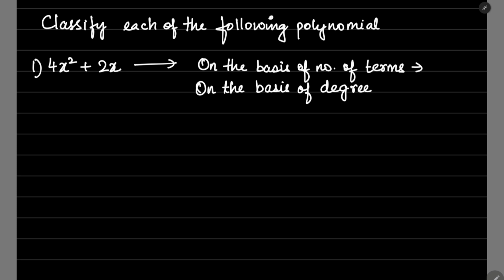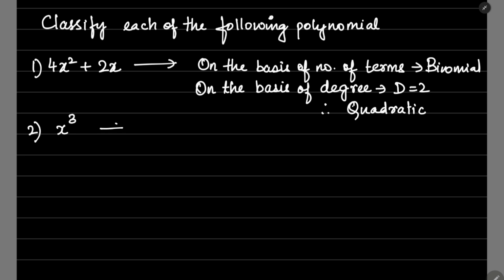On the basis of terms, what type of polynomial would it come under? Number of terms: these are just 2 terms, so it is a binomial. On the basis of degree, what is the highest degree? Highest degree is 2, right? Degree is 2. Therefore, it is a quadratic polynomial.